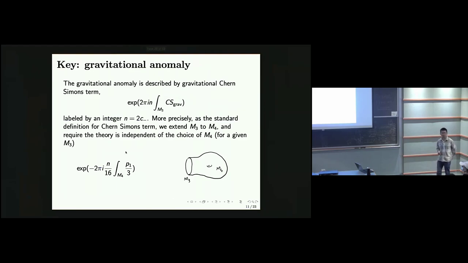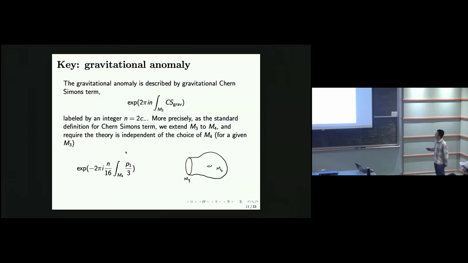Okay, so how to understand this very confusing situation? The key to understand this puzzle is to understand the gravitational anomaly in 1+1D theory. So let me first discuss a little bit about this gravitational anomaly. Gravitational anomaly in 1+1D theory is described by the gravitational Chern-Simons term, and it's labeled by an integer. By the way, this integer is related to the chiral central charge in this simple way. And just as how we usually define the Chern-Simons term, we usually promote it to a 4-dimensional integral. So here we do the same.